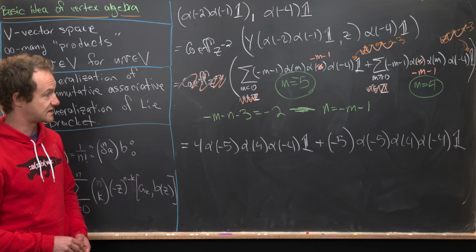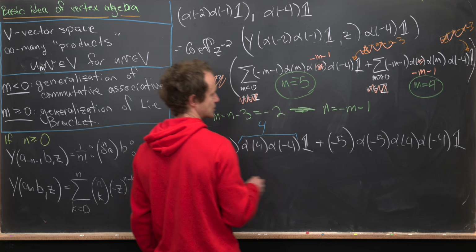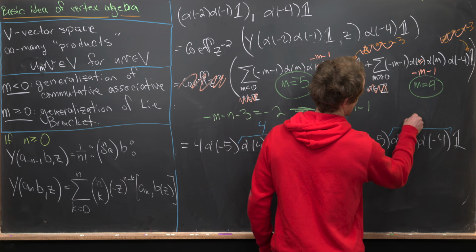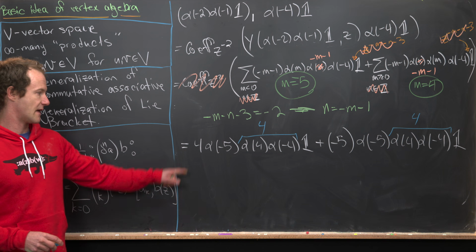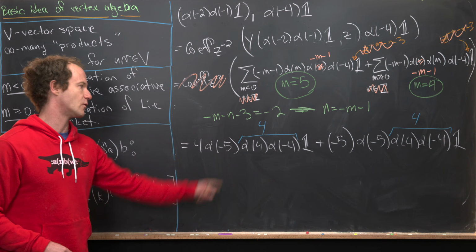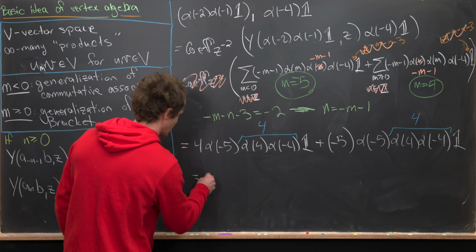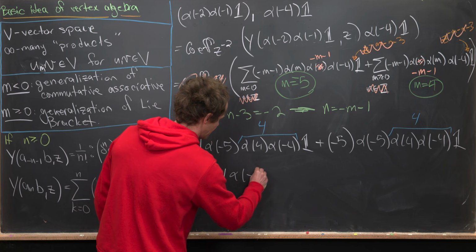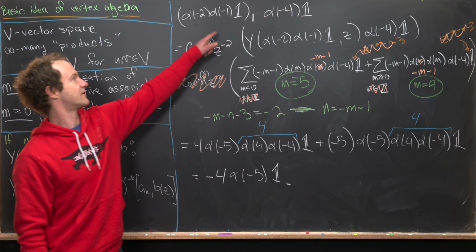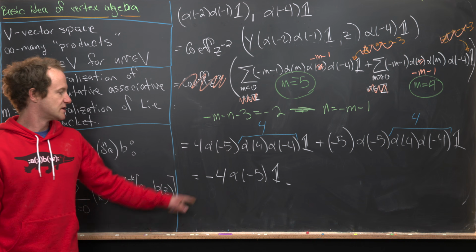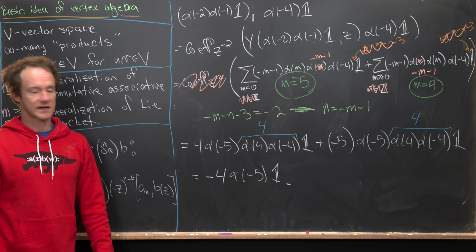Now we do a similar calculation as before. This alpha 4, alpha minus 4 will just give us 4 because that's like a partial derivative with respect to alpha minus 4. So we'll have a 4 from that. Then this 4 minus 5 will give us minus 1, multiplied by this 4 will give us minus 4. So in the end, we'll have minus 4 alpha minus 5 on the vacuum. So that's what we get for this first multiplication. So notice it decreased the length of our object.